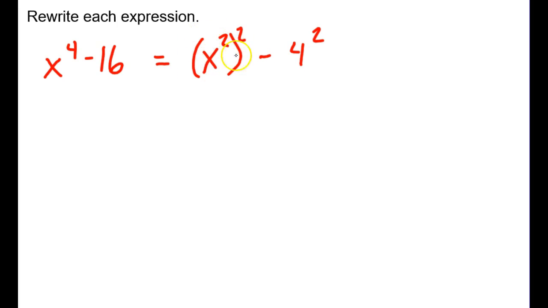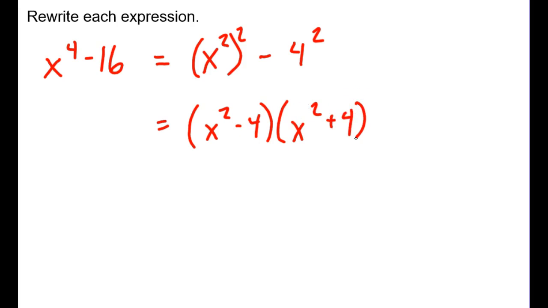I have some quantity that is squared minus another quantity that is squared. This is our difference of squares property. We know how to use the difference of squares property. This will factor into x squared minus 4 times x squared plus 4. Again, we have a difference of squares, which we can simplify. This will factor into x plus 2 times x minus 2.